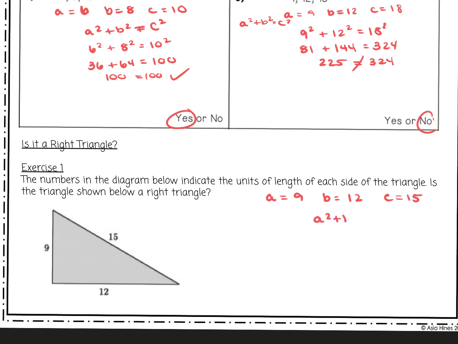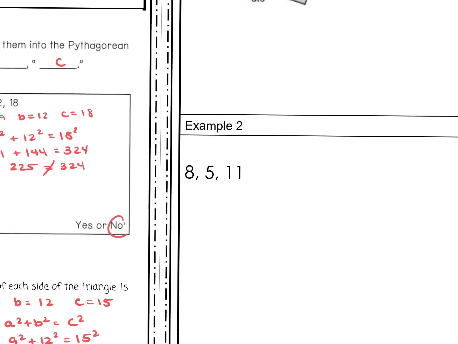A squared plus B squared equals C squared. 9 squared plus 12 squared equals 15 squared. We have 81 plus 144, which equals 225, which forms a right triangle. All right, so let's go ahead and move on to the guided practice.